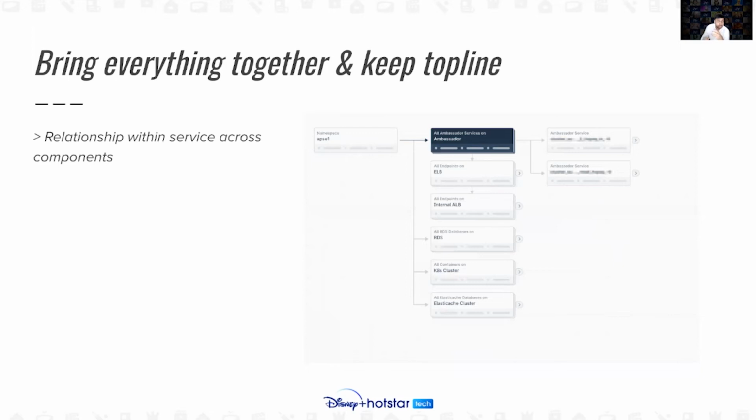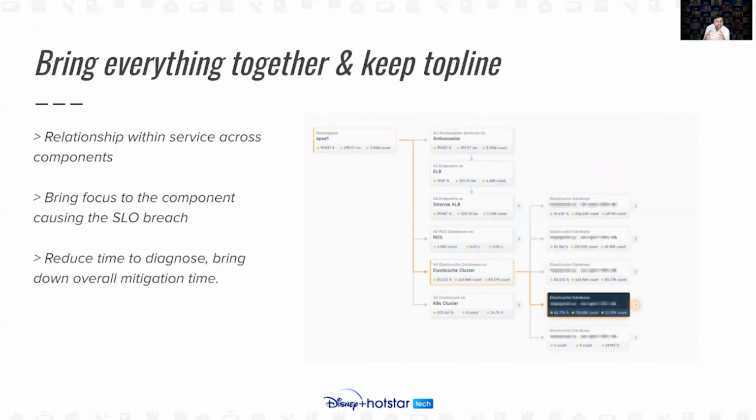And within a component, we want to do the same. Across different tiers or layers of the component, from load balancer to databases to Elastic Cache or other caches that you're using, figure out anything. To give you an example, this is a screenshot from a real incident. When this happened, you can see that the incident happened on the service because of an Elastic Cache issue.